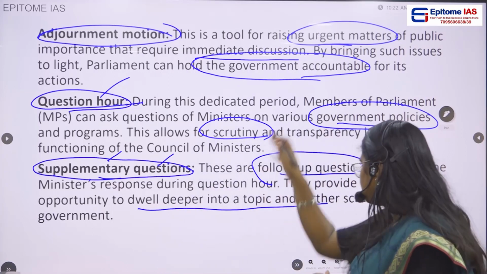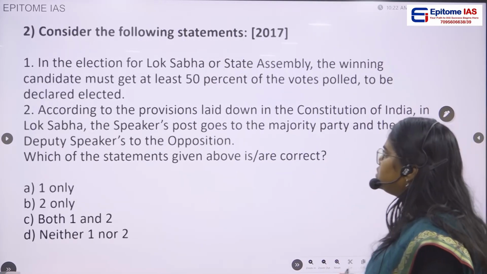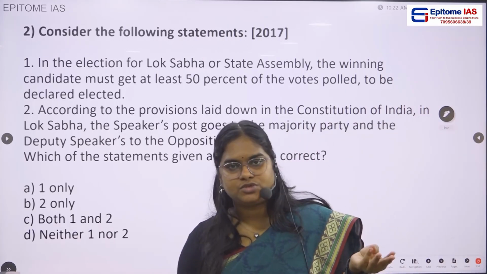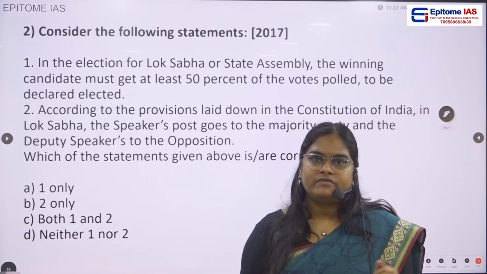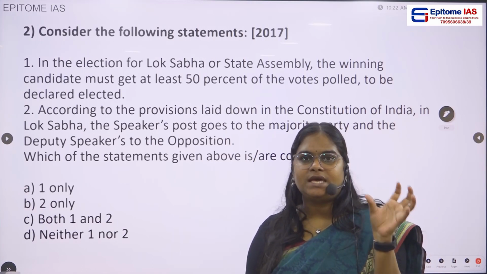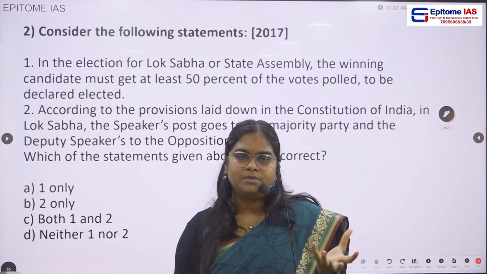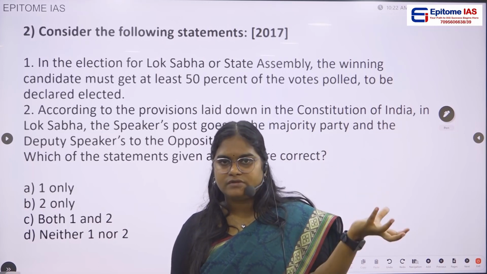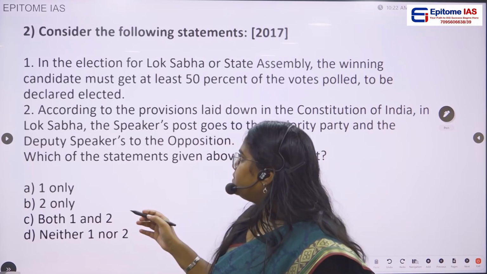Okay, so these are some of the tools. And we have the censure motion, we have the no confidence motion. So these are some of the tools to actually hold the government accountable, so that the government or the council of ministers are not acting arbitrarily.